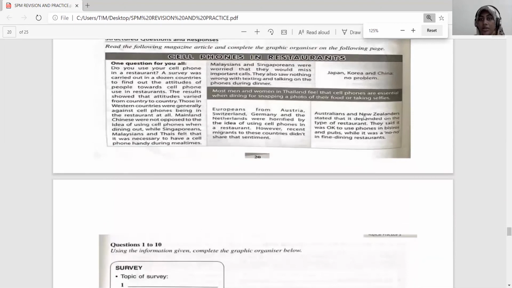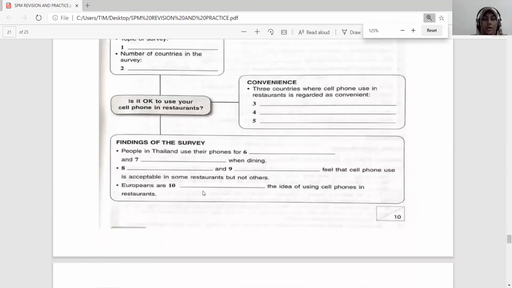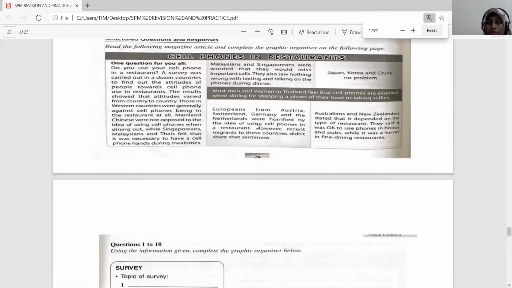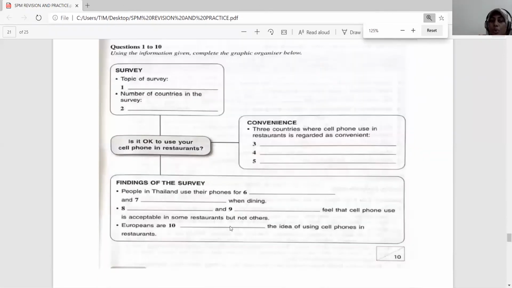Australians, okay, and the New Zealanders. The last one, Europeans are the idea of using the cell phone. Exactly, very good, children. Horrified. The usage of the word horrified is here. We're horrified by the idea of using. If you want to say that against or oppose, I think it is not better to use, right?